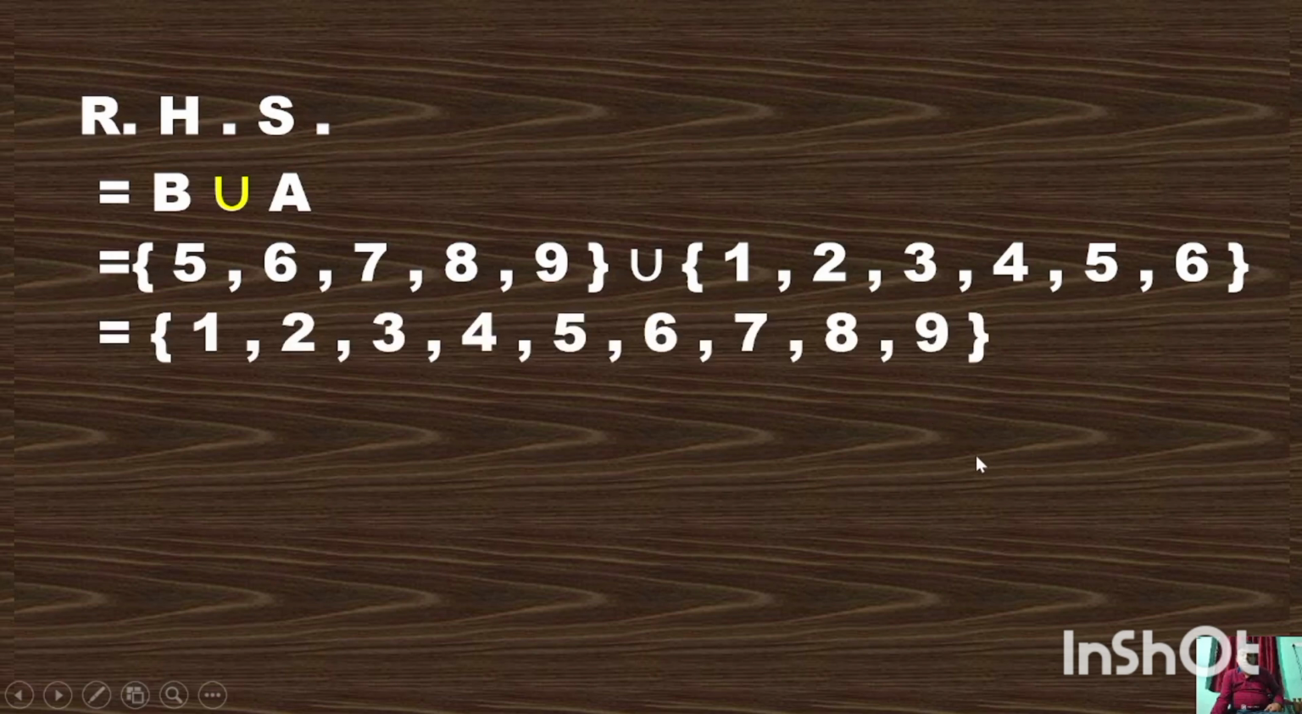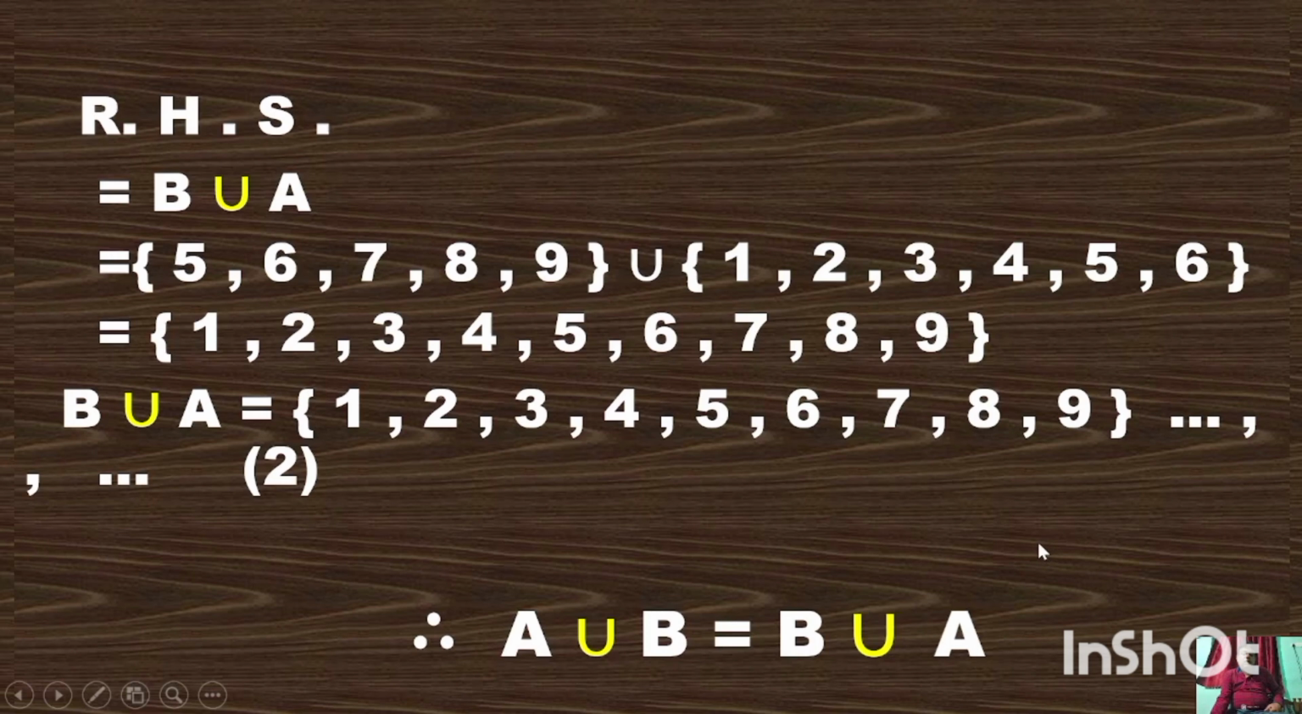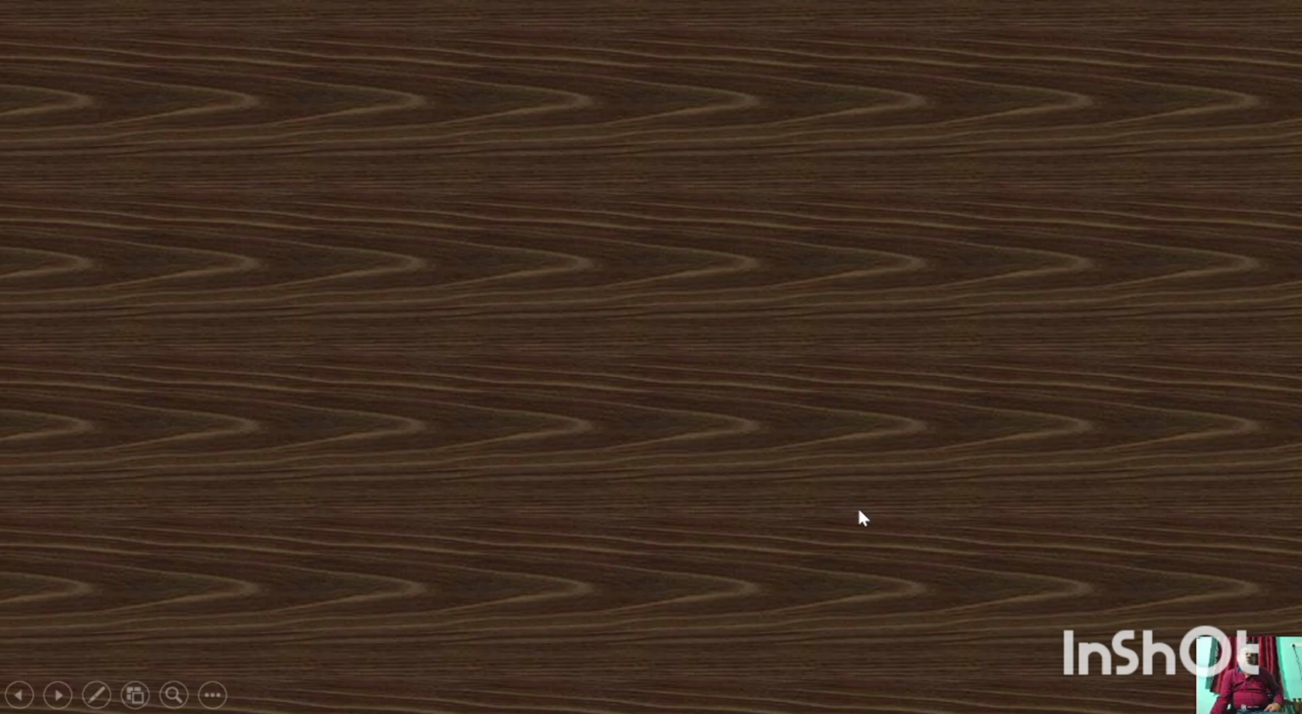So you see a similar process. We can take all the elements of the sets B and A to form B union A, and you can clearly see that in both cases A union B and B union A have the same elements. Thus it is proved that A union B is equal to B union A. It means set union obeys the commutative law.